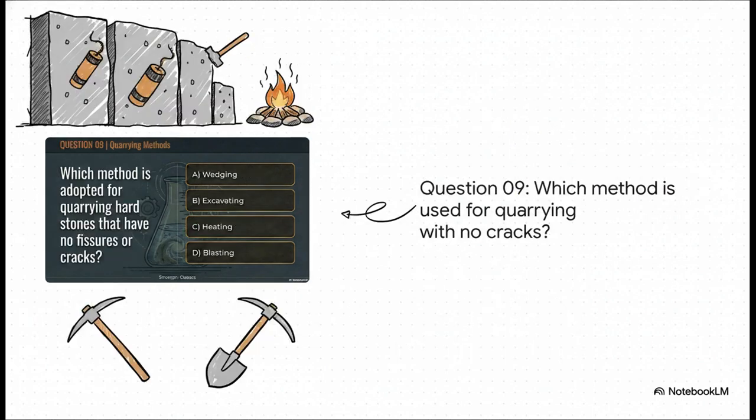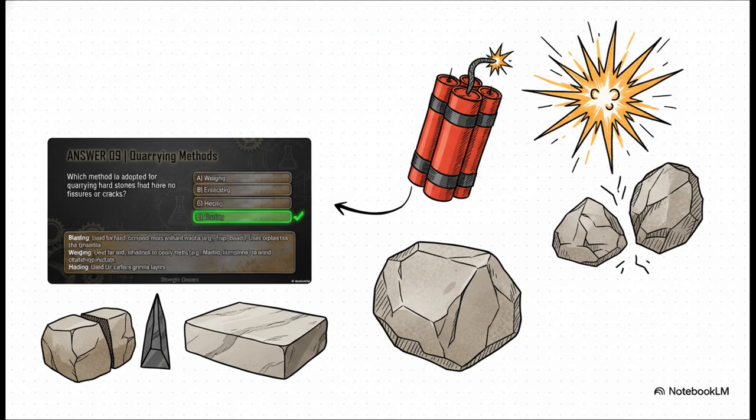And this is it, the final question of the gauntlet. Let's finish strong. Which method is adopted for quarrying hard stones that have no fissures or cracks? Your choices are wedging, excavating, heating, or blasting. The final answer is D, blasting.